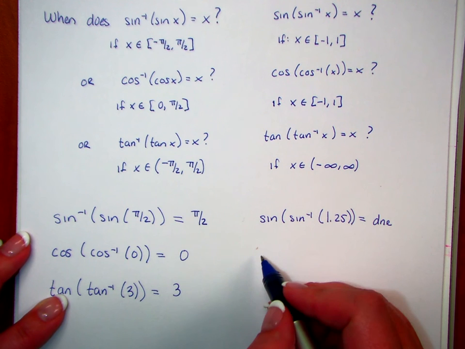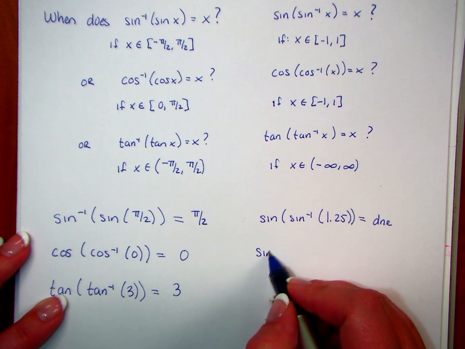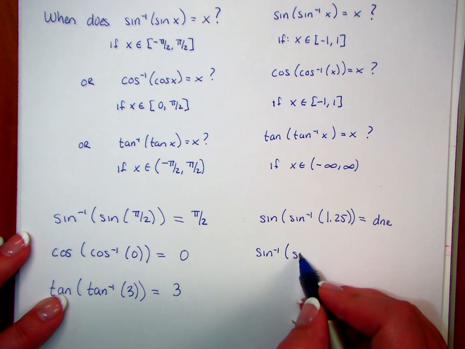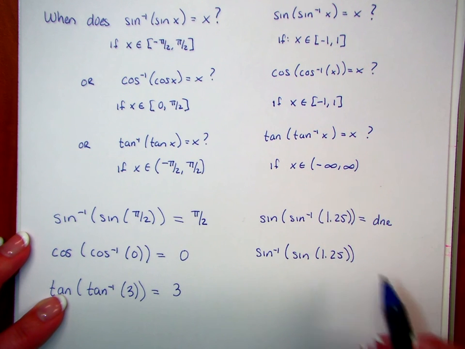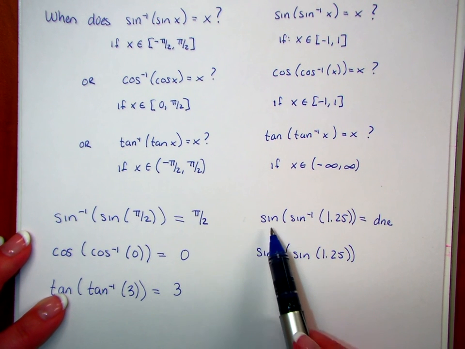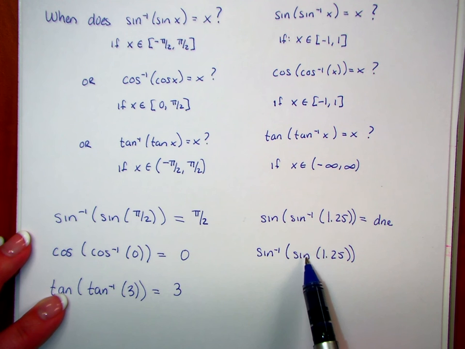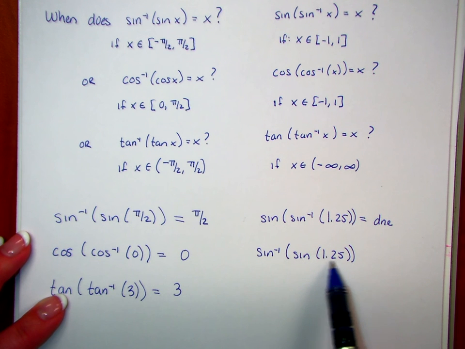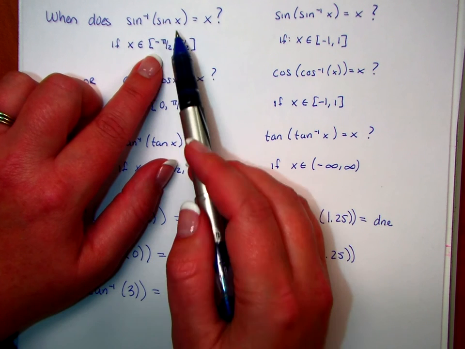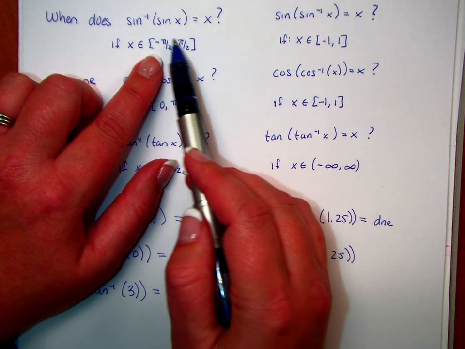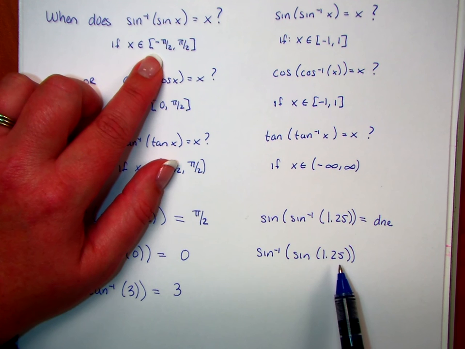Now let me put a little tricky one on here. What is sine inverse of sine of 1.25? Notice I've switched and put the sine inverse on the outside and the sine on the inside. So is 1.25 in the domain of sine? Well, the restricted domain of sine is -pi/2 to pi/2. These are radians, and this is a real number.